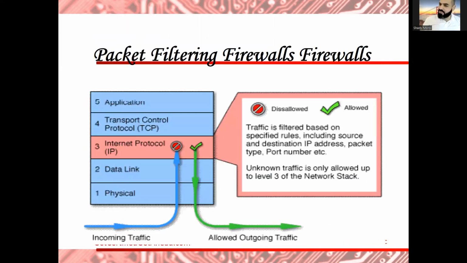So you have traffic, that's incoming traffic. I'm going to check the IP address, and according to my access list rules, I'm either going to deny or disallow it, or I'm going to allow it to go inside my network. And that's exactly what a firewall is doing. A firewall does a very similar job.